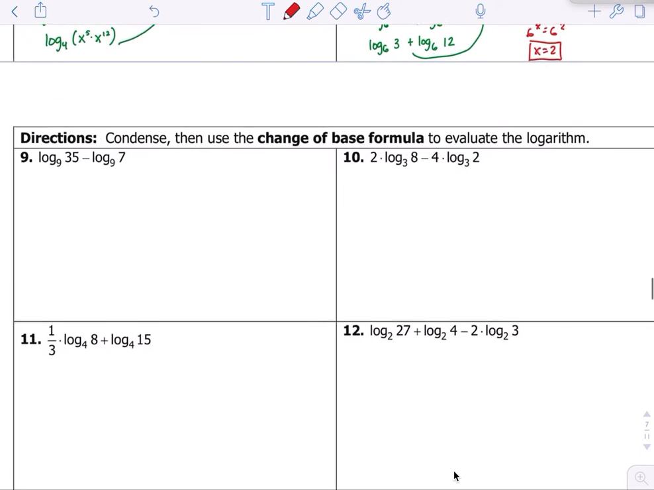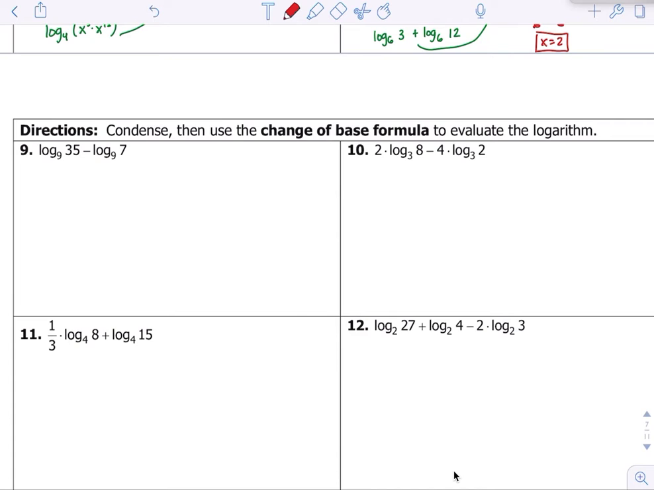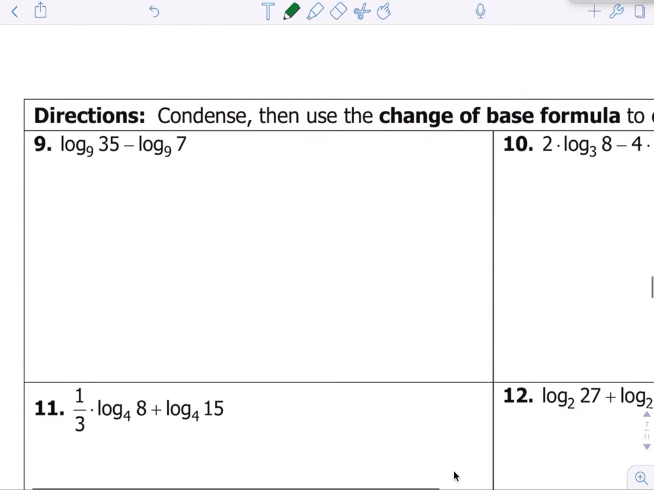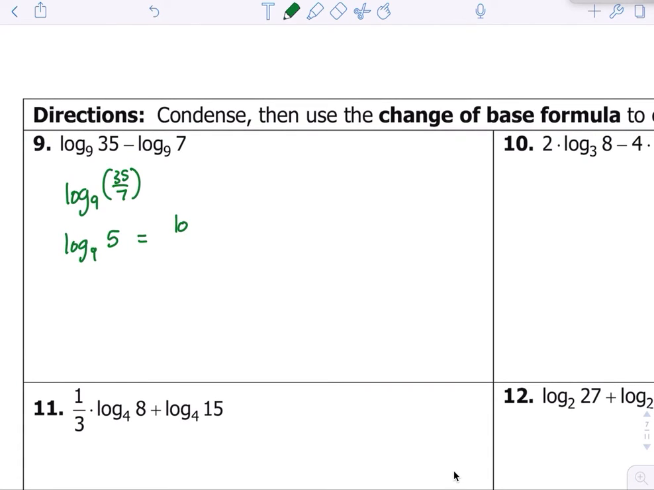Alright, so for this one, so we're going to condense it, and then we are going to be using the change of base formula. So, log minus, so quotient rule, so log base 9 of 35 divided by 7, log base 9 of 5, and now let's use change of base formula, so we're going to get log of 5 over log of 9. And this is going to be roughly around log of 5 divided by log of 9, 0.73.